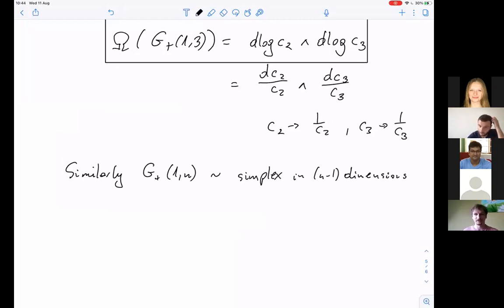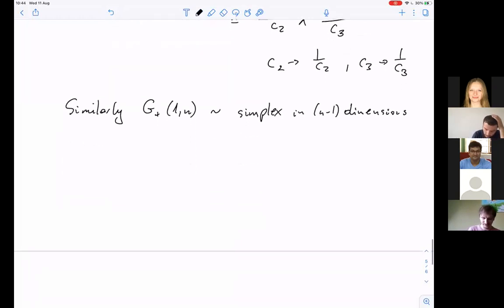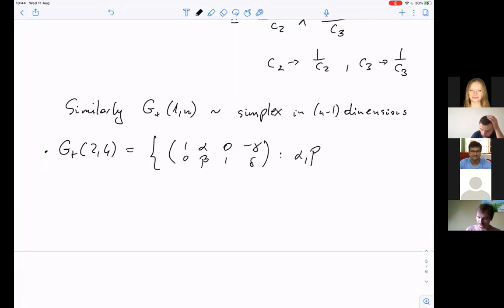And then when you go beyond k equal to 1, things start to be complicated. So if you take, for example, G plus 2, 4, one way of parameterizing it would be, these are all the matrices which look like this, such that alpha, beta, gamma, and delta are non-negative. It's a slightly different parameterization, but you can check that in this parameterization it's a four-dimensional object with all the maximal minors non-negative. If alpha, beta, gamma, and delta are non-negative, you can check it immediately by just calculating all the maximal minors.